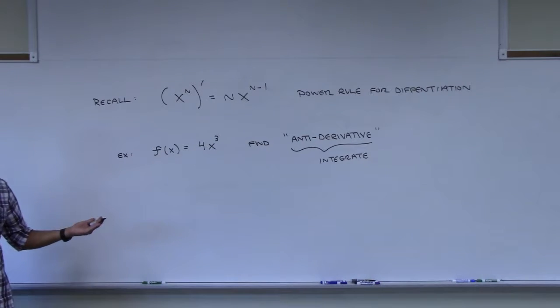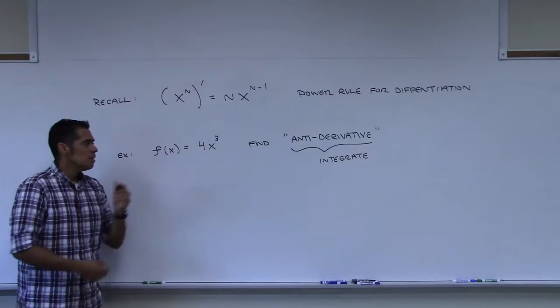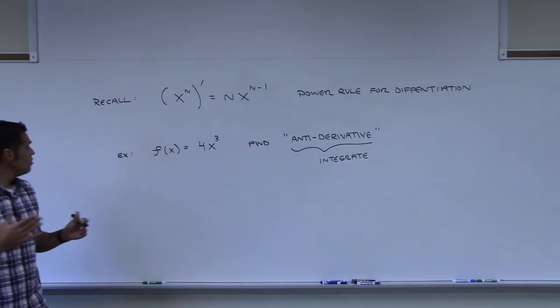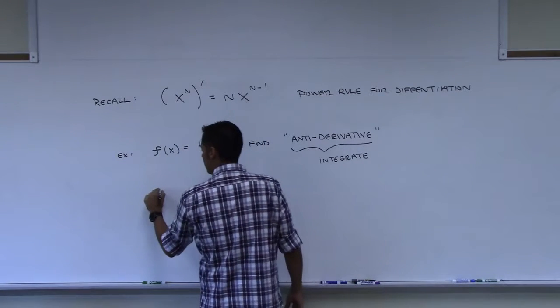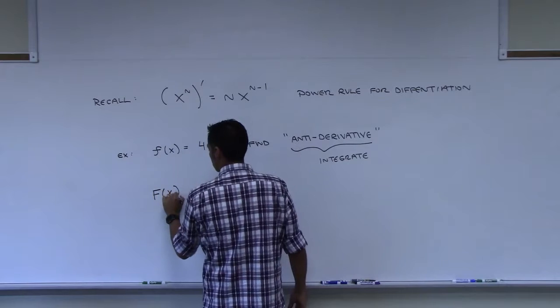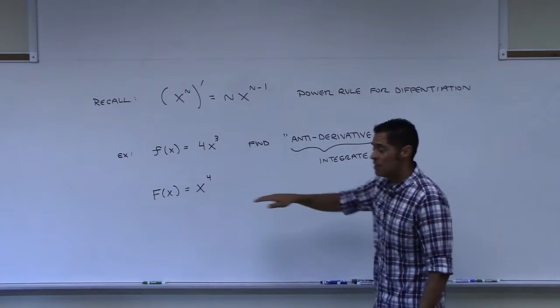X to the fourth, right? X to the fourth. Because if you take the derivative of x to the fourth, this is what we get. So how do I write that? Well, the standard notation for this is to write, instead of little f, capital F of x equals x to the fourth. This would be our answer.